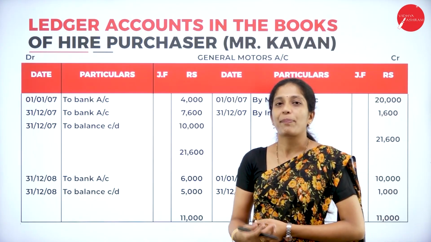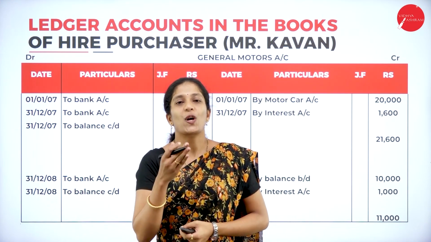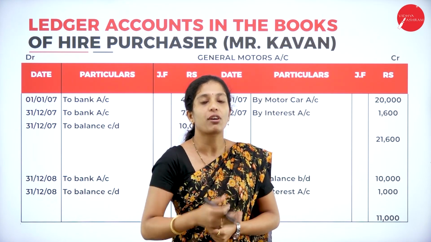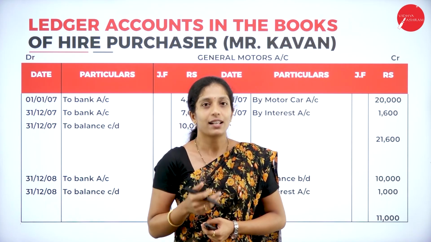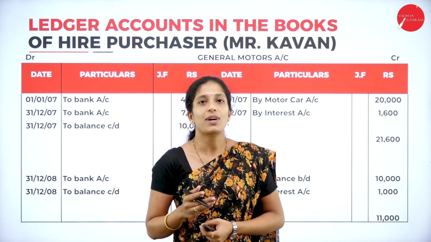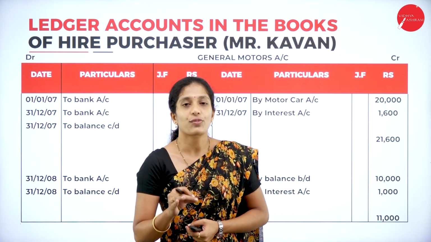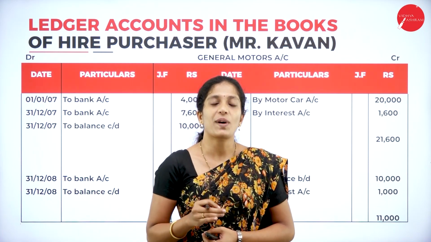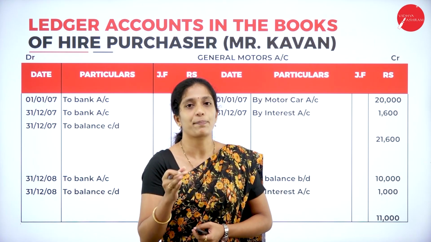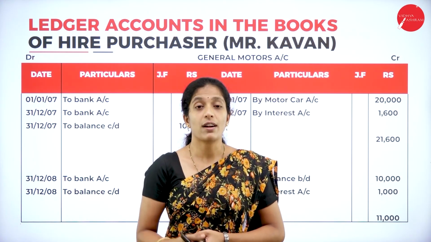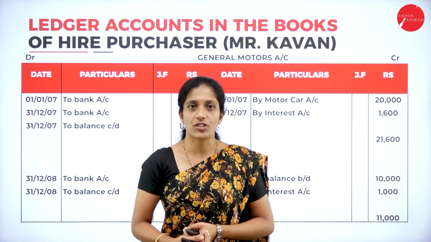Now we shall start preparing ledger accounts in the books of the hire purchaser. So my dear students, what are the journal entries that come in the books of the hire purchaser? The first one is for receiving the asset, that is for purchasing the asset, the second one is for down payment, the third one is for interest due, the fourth one is for installment paid, the fifth one is for charging depreciation, and the sixth one is transfer of interest and depreciation to profit and loss account. If you are familiar with these journal entries, it is easy to post them to ledger accounts.